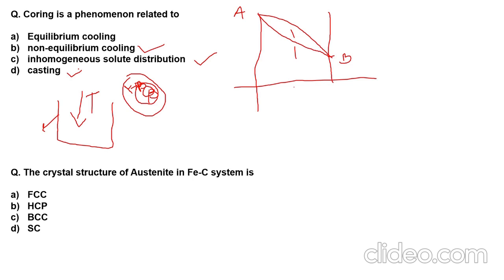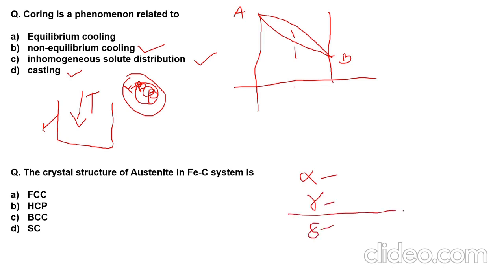Okay, so we have another question that says the crystal structure of austenite in the iron carbon system is FCC, HCP, BCC, or simple cubic. You should remember the phases in our iron carbon system. Majorly, for iron, we have alpha, which is ferrite, then we have gamma, and then we have delta. These are the three major phases.